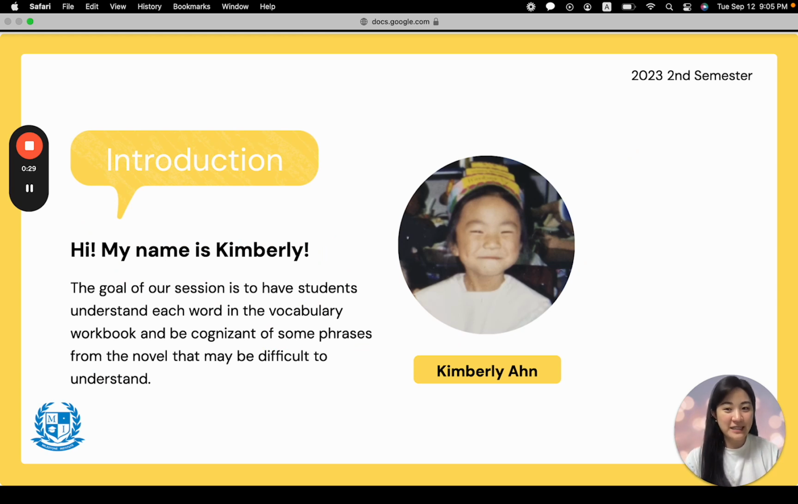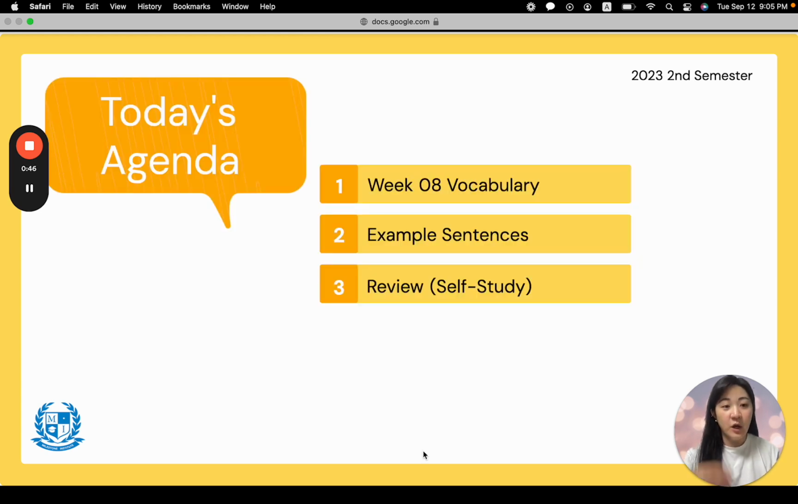And I am here to help you understand each word that is in your vocabulary workbook and to help you understand some of the phrases that may be a bit difficult for us to understand in our novel book. Okay, so very nice to meet you, new students. What is today's agenda? First, we'll be going over week 8 vocabulary in our vocabulary workbook. Second, we'll be going over the example sentences. And third, we'll review and self-study.